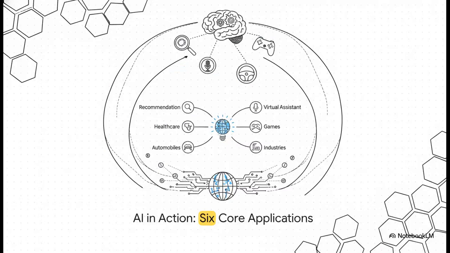And AI isn't just some sci-fi concept anymore. It's everywhere. And it's not just one thing either. It's a whole bunch of different tools and applications that are changing, well, pretty much everything. Let's take a look at 6 key ways it's already in action. Seriously, think about it.